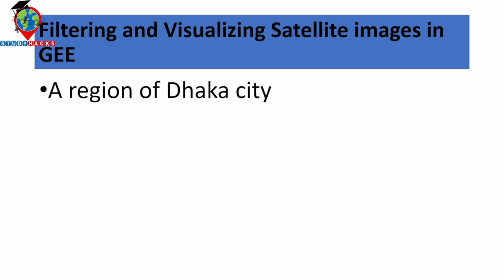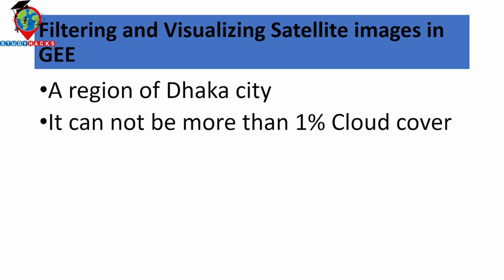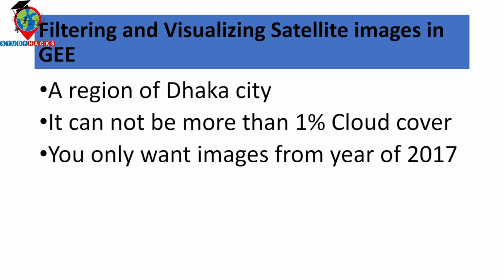So first of all, I need to import the boundary shapefile of Dhaka city. So this is my first filtering factor. Second factor, you have to filter the image metadata. Suppose I need only those images which have not more than 1% cloud cover. So it's another factor for filtering the image collection. And thirdly, we have to filter the image time period.